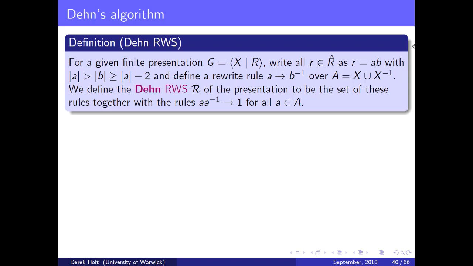We can teach it what A inverse means. We'll just introduce a rule: A times A inverse goes to 1 for all generators A. This is enough, because you also get A inverse A. Well, yeah, because A is itself closed under inverses. A was X union X inverse, so it is enough.